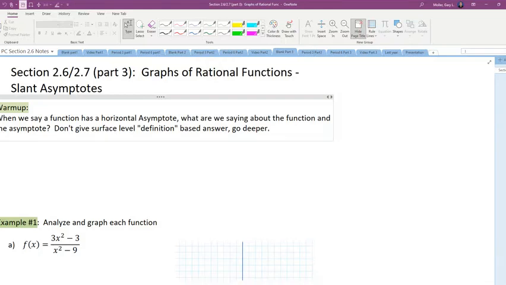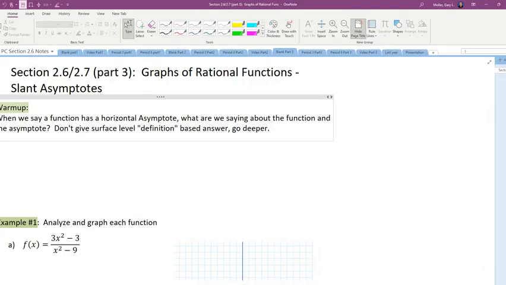In this video, we're going to conclude our discussion on rational functions and their graphs. And specifically, we're going to be talking about this situation when we have something called a slant asymptote. So we'll get to that momentarily.